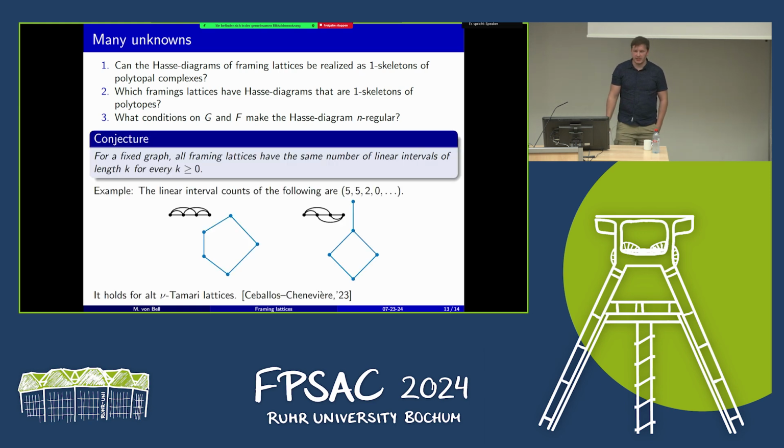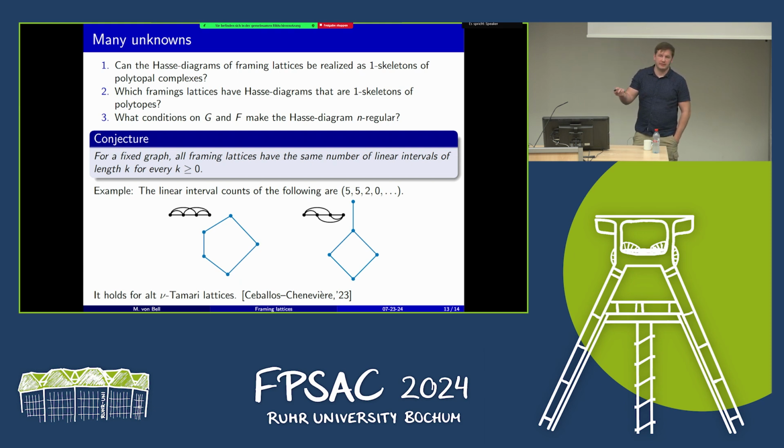But I'll end with this conjecture. This conjecture, as in the extended abstract, says that for a fixed graph, all the framing lattices have the same number of linear intervals of length k for every k greater than or equal to 0. As a small example, we have the two graphs that are the same again, but with different framings. On the left, the framing lattice that results is a pentagon, a Tamari lattice, and on the right, it's a principal order ideal in Young's lattice, but the dual of it.